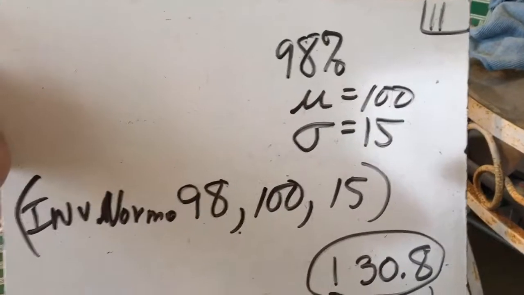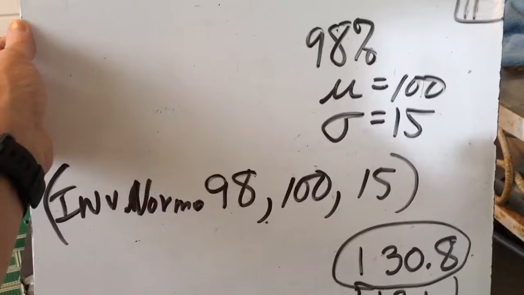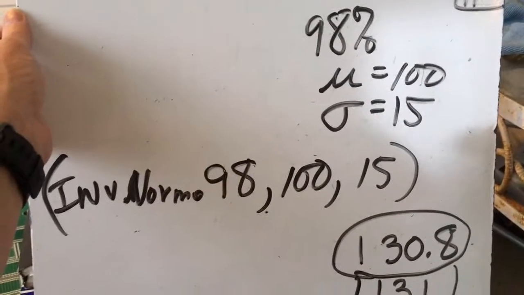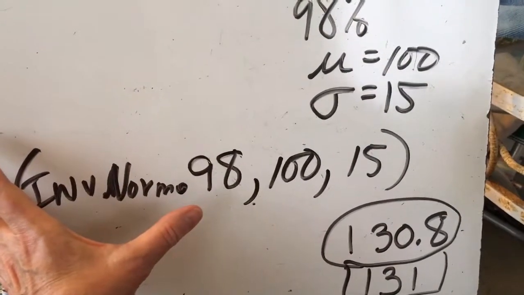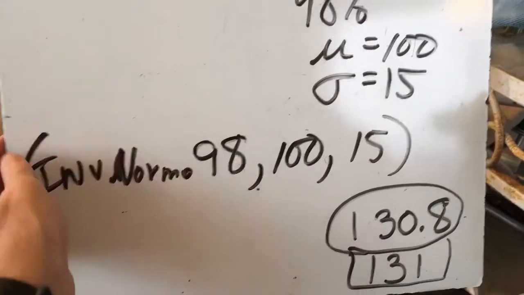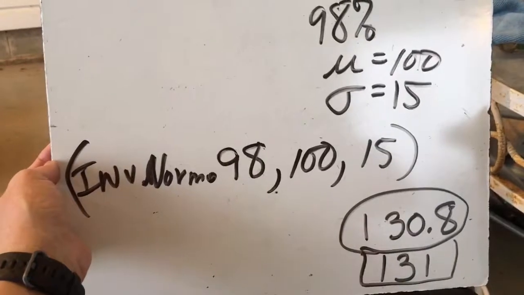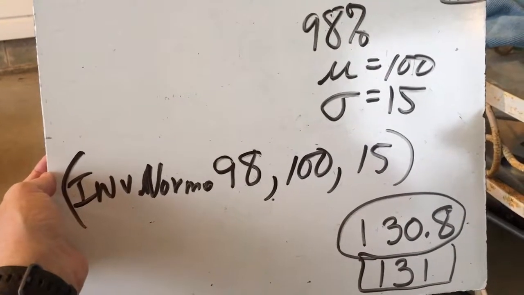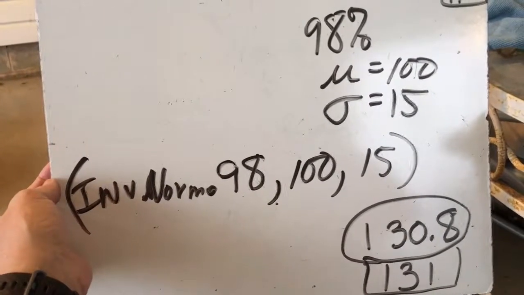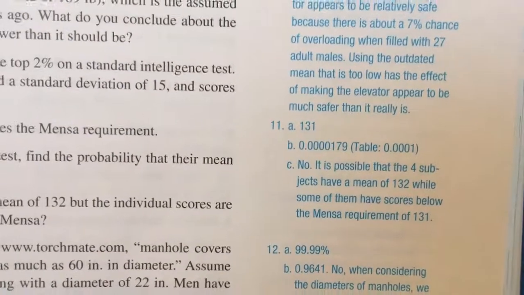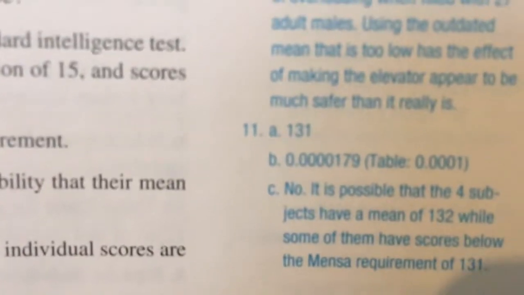All right, so here's the board for part A, which is just finding that boundary for the top 2% of the score. So I did the 98th percentile using the inverse normal, 0.98, 100 was the mean, the sigma was 15, and I got 130.8, or 131 is the minimum score they should make on the test in order to get into the 98th percentile, or the top 2%. The book also answers that A with a 131, so we're on target there.